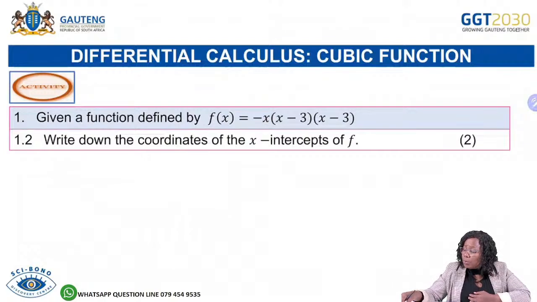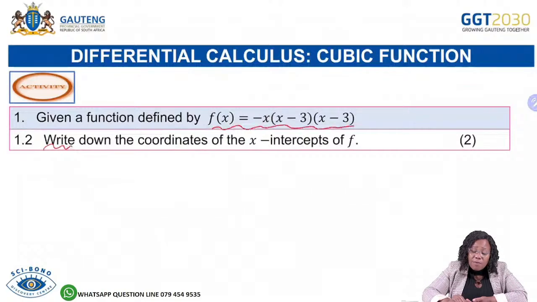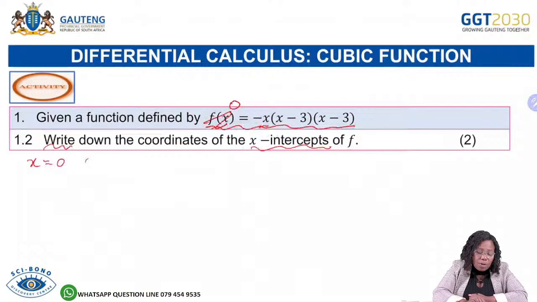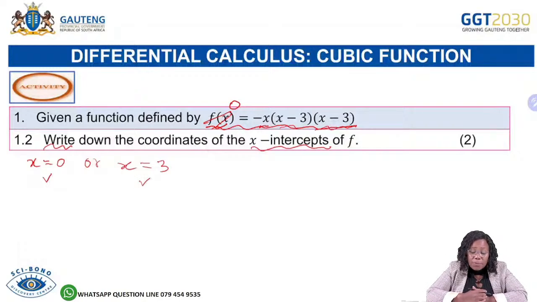And then 1.2, write down the coordinates of the x. Again, they say write down. There are no calculations, therefore answers are on your given statement. Because if you look at this f at x, they have already factorized for you. So now if we let this equal to 0, because when you calculate the x-intercept, you let y equal to 0. So your first x value there will be equal to 0, or the second one will be x equal to 3. Because this is the same, you can't repeat. You will be only having those two. That means that is why we have 2 marks there.